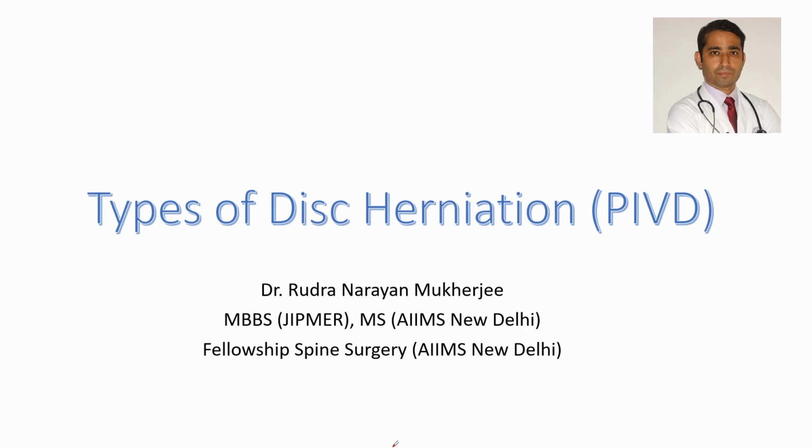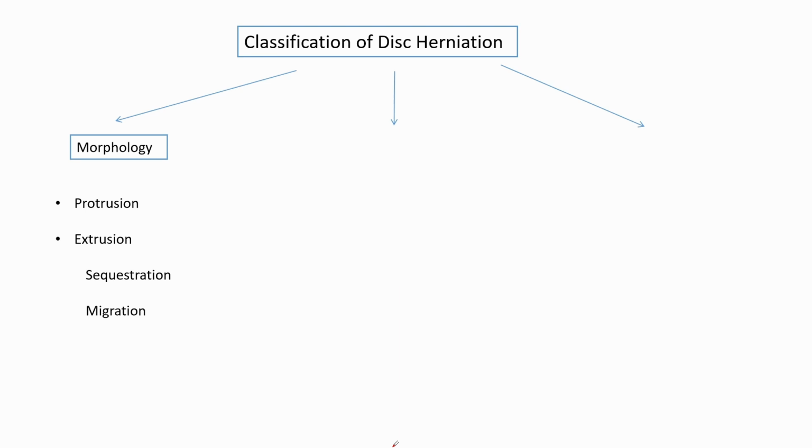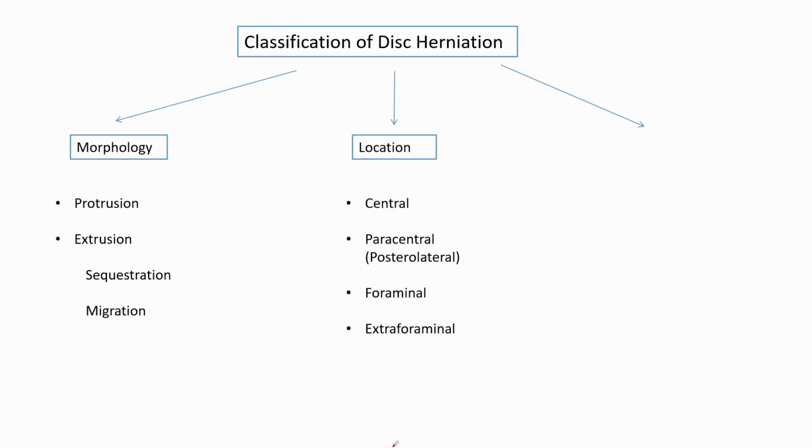Types of disc herniation. Disc herniation is usually classified in three ways. The first is based on morphology, and it divides herniated disc into protrusion and extrusion. Sequestration and migrations are subtypes of extruded discs. Based on location, disc herniation is classified as central, paracentral or posterolateral, foraminal, and extraforaminal. Based on containment, disc herniation is classified as contained and uncontained disc herniation.